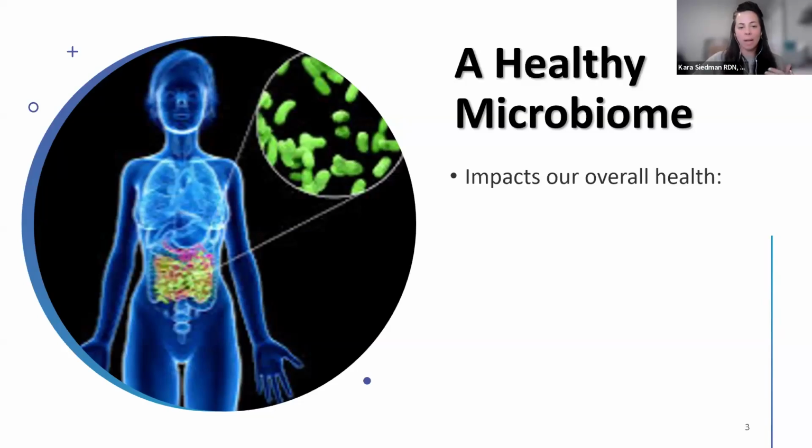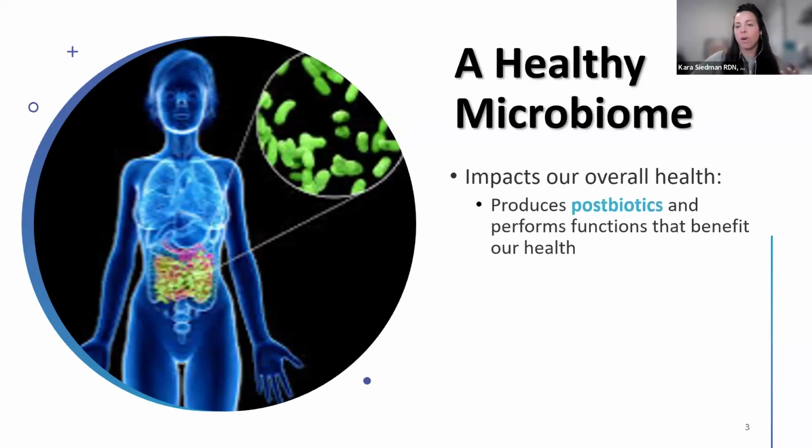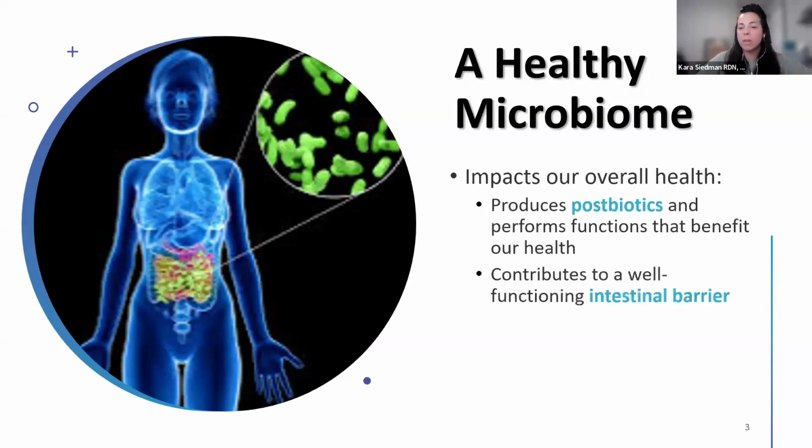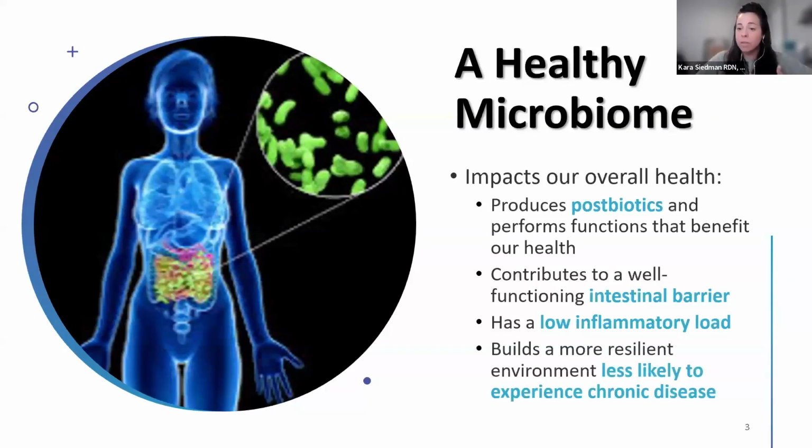Because our microbiome is that foundation, as we go through life, we experience different things that can impact that foundation, right? What I like to call microbiome disruptors. And this can actually impact the overall health of the microbiome. So a healthy microbiome produces important postbiotics and metabolic byproducts that perform functions that are so necessary for our health. We know it contributes to having a strong intestinal barrier, making sure we have low inflammatory load. And most importantly, it builds a more resilient environment, right? One that's less likely to experience chronic disease.